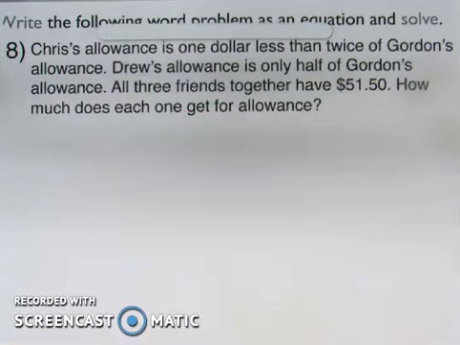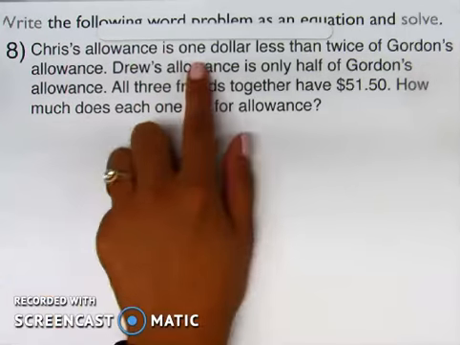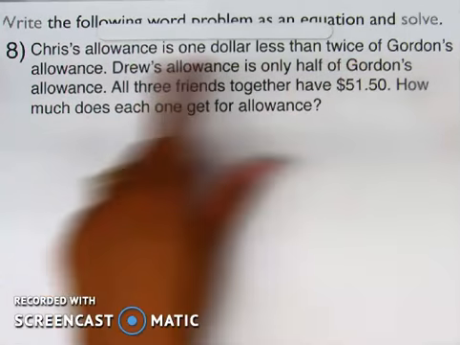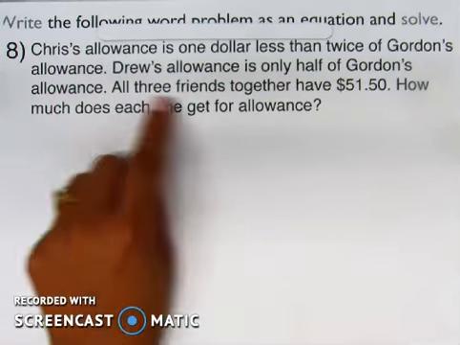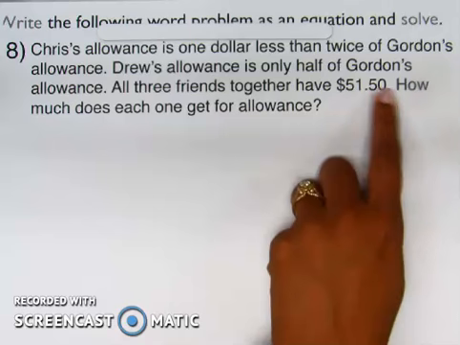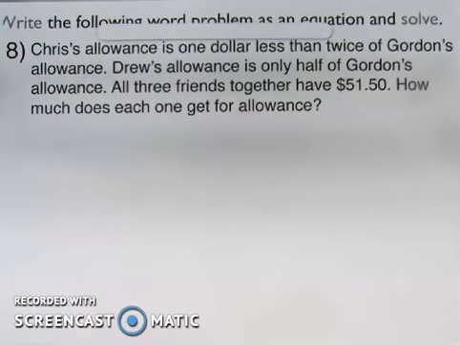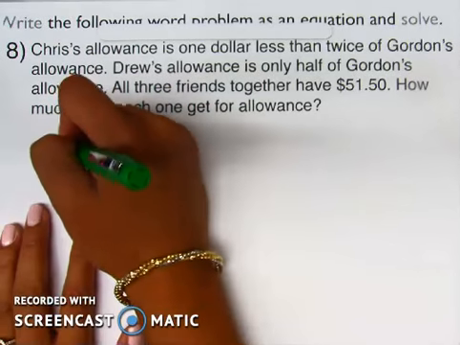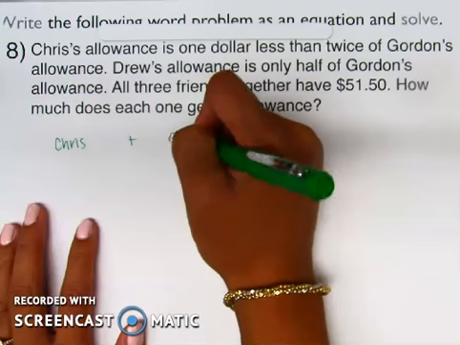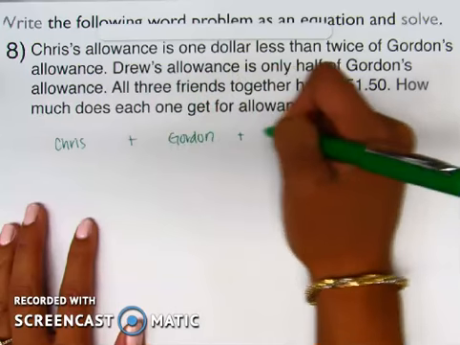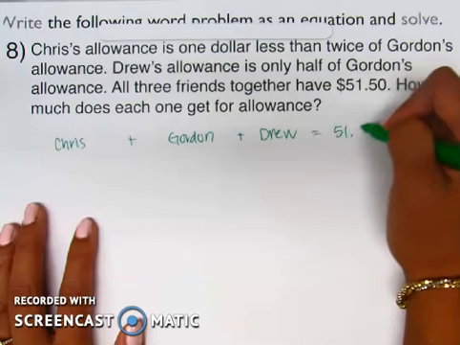Okay. Last but not least, we're looking at number 8. It says Chris's allowance is $1 less than twice of Gordon's allowance. Drew's allowance is only half of Gordon's allowance. All three friends together have $51.50. How much does each one get for allowance? So the first thing I want you to understand is if we take Chris's allowance and we add it to Gordon's allowance, and we add it to Drew's allowance, we know that it should equal $51.50.